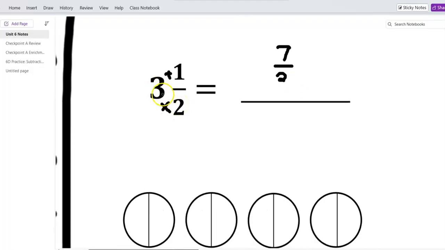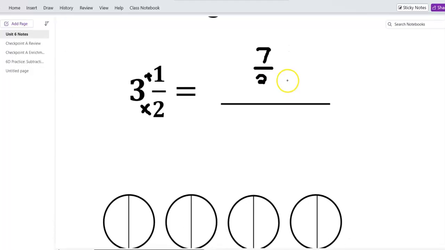And again, the reason we multiply the whole number by the denominator is because it would be like if we have three groups of 2 over 2. And so that would be 2 over 2 3 times, which would be 6 over 2. And then add the extra one, that would be 7 over 2.